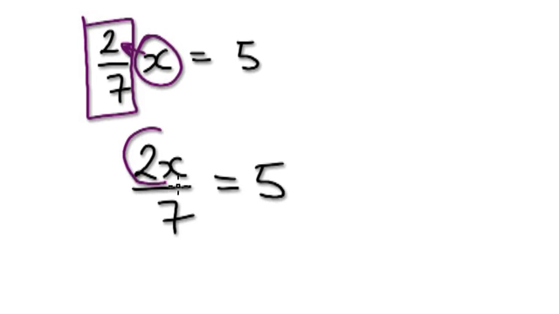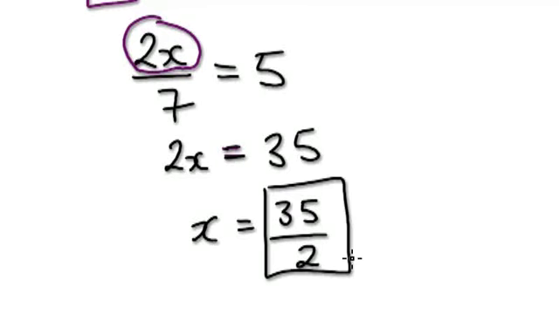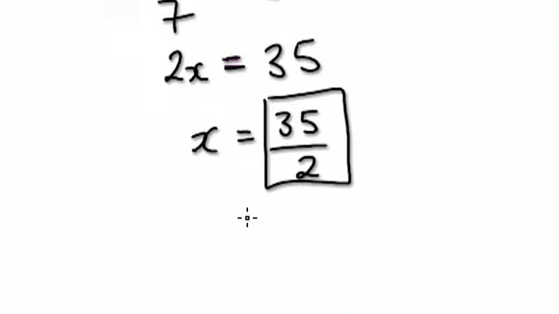So here x will be stuck in a bubble with the 2, and then you would kill off the 7. So you would times 7 to both sides. This would be 2x, and this would be 5 times 7, which is 35 here. Then you would divide both sides by 2, so this would be x equals 35 over 2. Have a quick glance to see if you can simplify this. You can't, so just leave it as that.